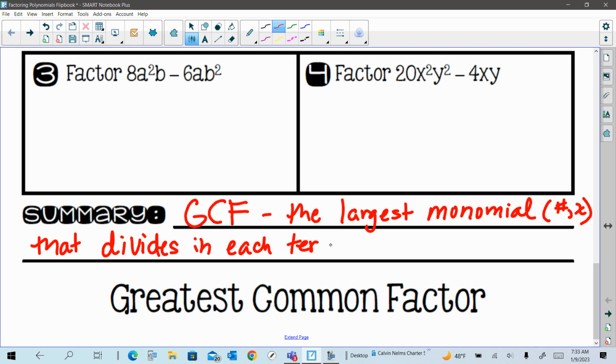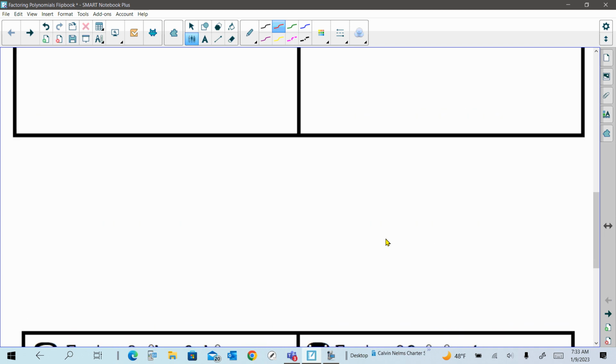So you kind of have to know your multiplication facts to pick your greatest common monomial. It's your largest number or letter that can be divided into each term. The way you break it down is you look at the numbers first, because those are your coefficients to each term, and then you look at the variable, the letter, to see if you have anything in common.